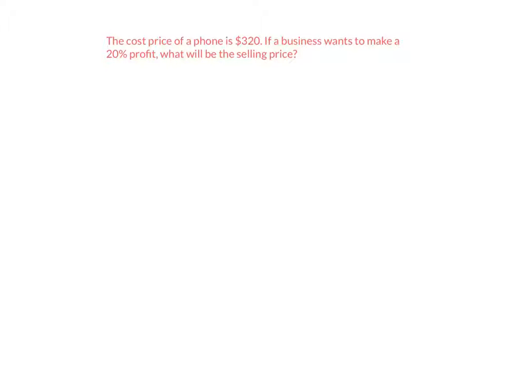So this question is basically saying company either paid $320 to make a phone or to buy a phone, and they want to increase the price by 20% to make a profit. So we're just going to take $320 and increase it by 20%. So you can sort of do it the long way. You can find 20% of 320 and then add that to 320.